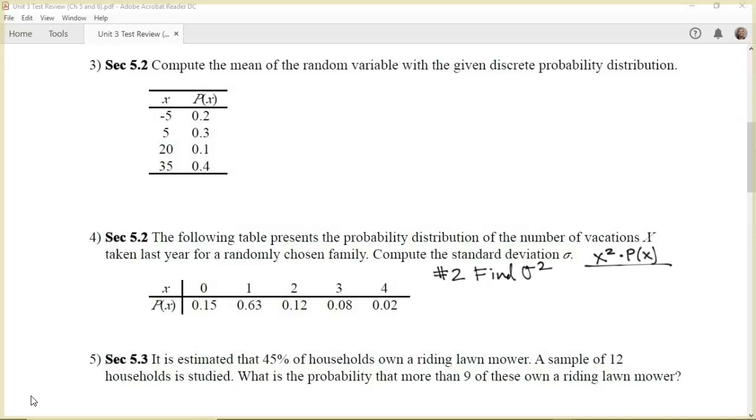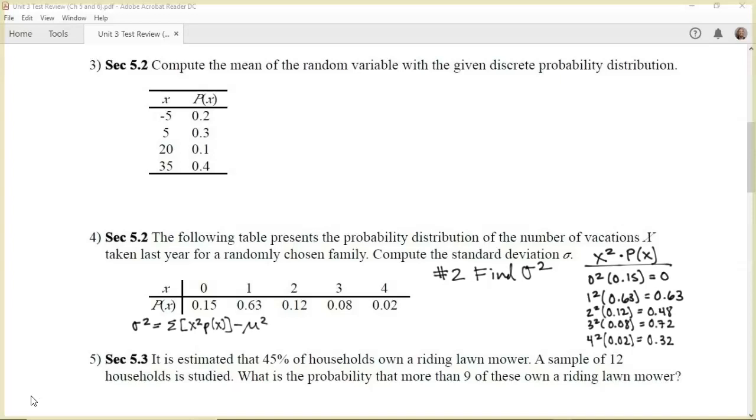I have x squared times p of x. So 0 squared times 0.15, 1 squared times 0.63, and then we complete that process so we can get all the values, and then we can find the sum of those values. This is more or less the process we take to get that information in order to calculate the variance. So the variance, sigma squared, is the sum of this information minus the mean squared.